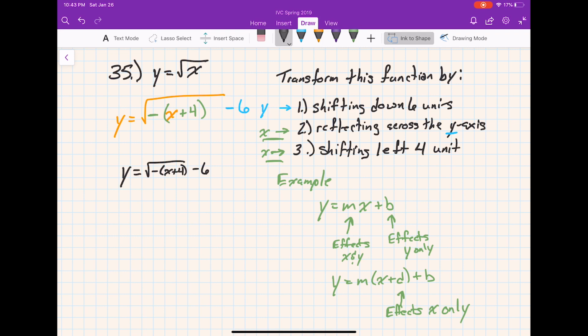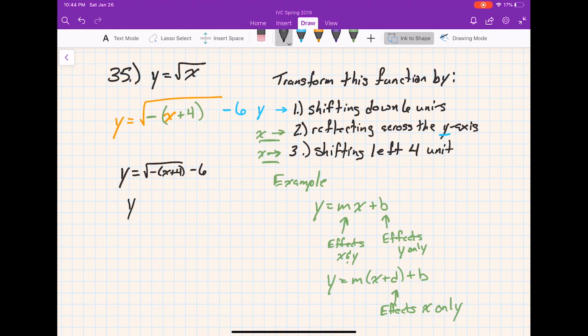minus 6. Now, really, I can distribute that negative to that quantity there, and then we end up with that shifting left unit making that subtract instead of positive as I did before. So you can just distribute that negative, put that under the radical, and then put our negative 6 there. So there you go. There's that one.